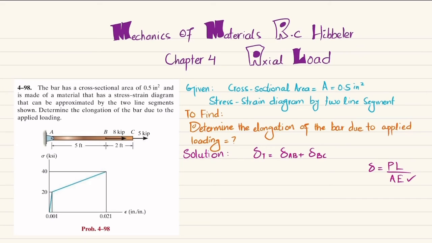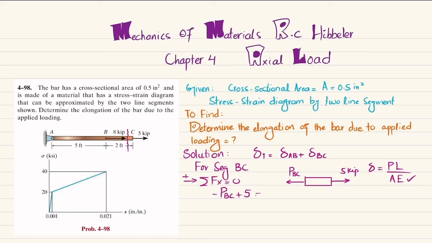The first step is to cut member BC, so for segment BC, we draw the free body diagram. So this is member BC. At this end we have a 5 kips load, and in order to balance it, we have this load PBC. By using the equation of equilibrium, the sum of all forces along the x direction must be equal to 0, and force toward the right side is taken as positive. So minus PBC plus 5 is equal to 0. From here we get PBC equal to 5 kip.